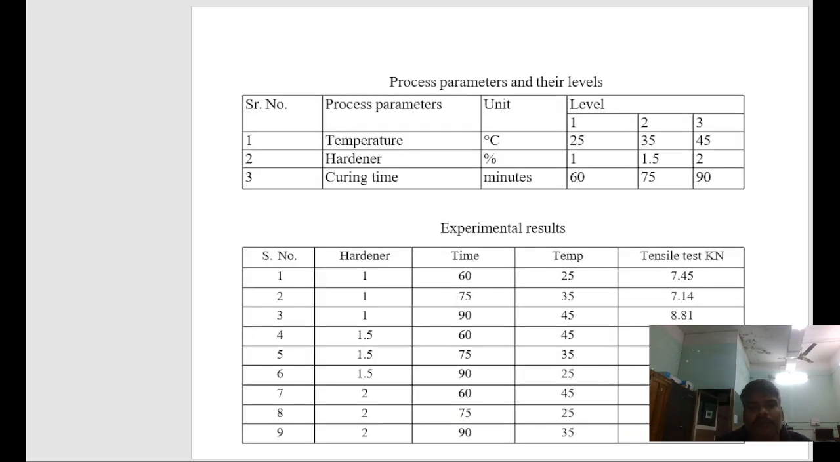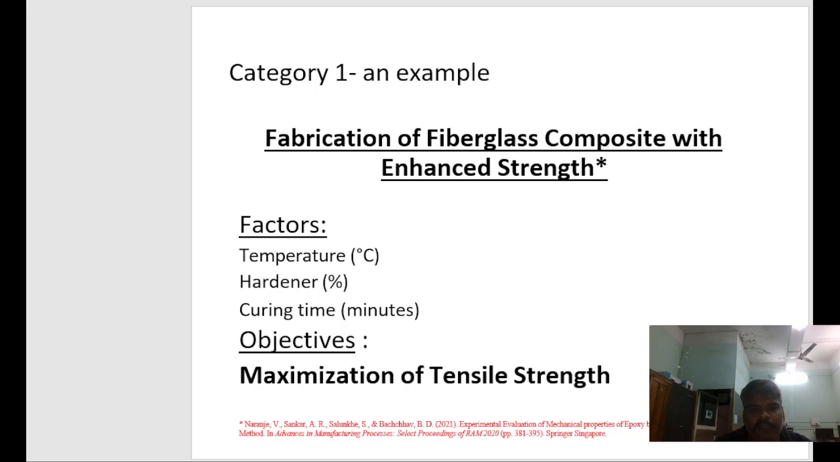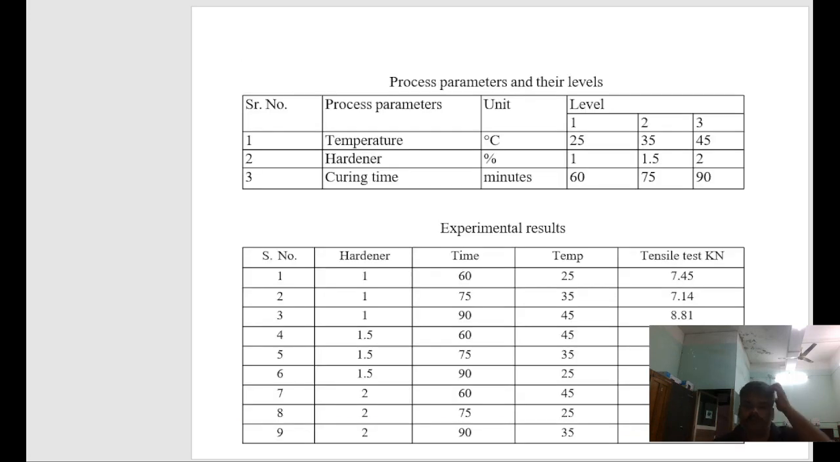This is the example. Here data is given: process parameters temperature, hardener, curing time. Level 1 temperature 25, level 2 temperature 35, level 3 temperature 45. Hardener level 1 is 1, level 2 is 1.5, level 3 is 2. Curing time in minutes: level 1 is 60, level 2 is 75, level 3 is 90.